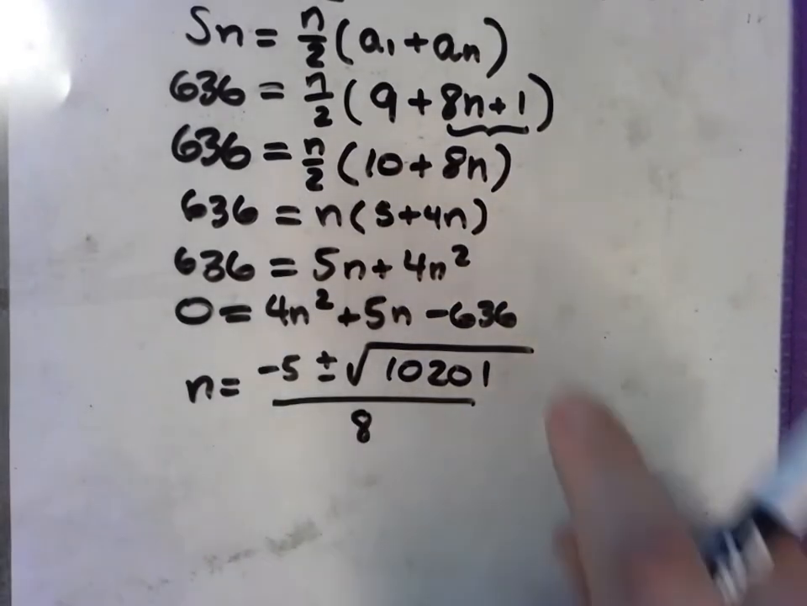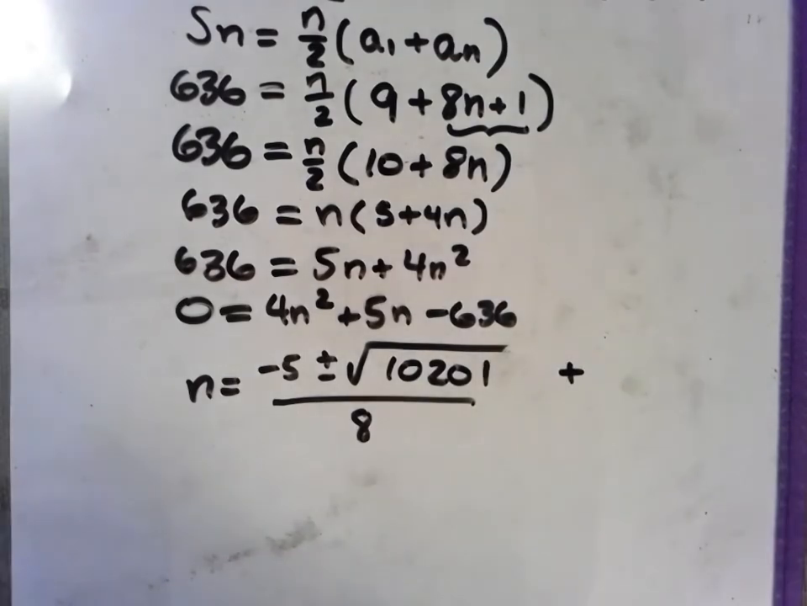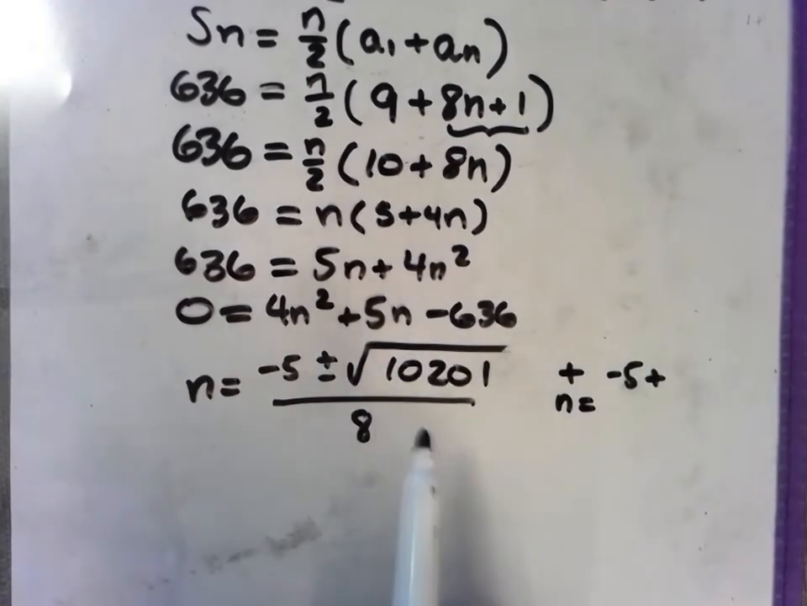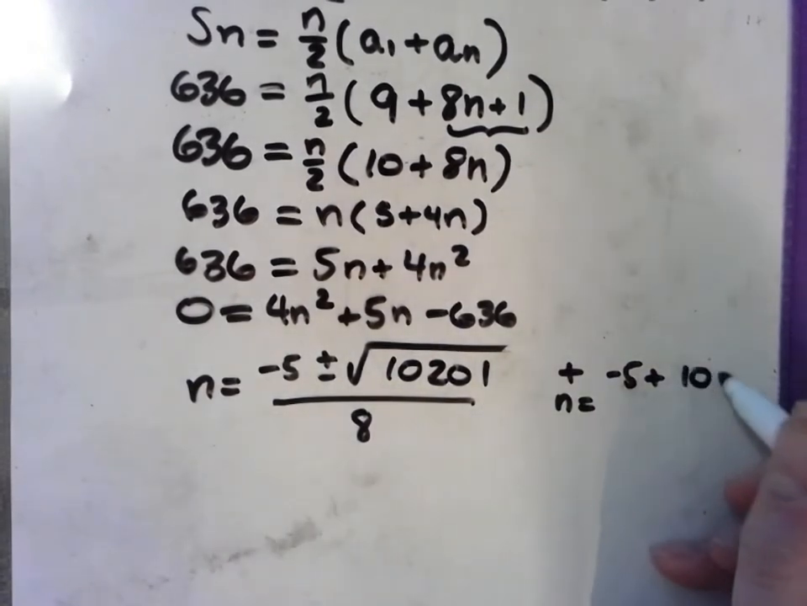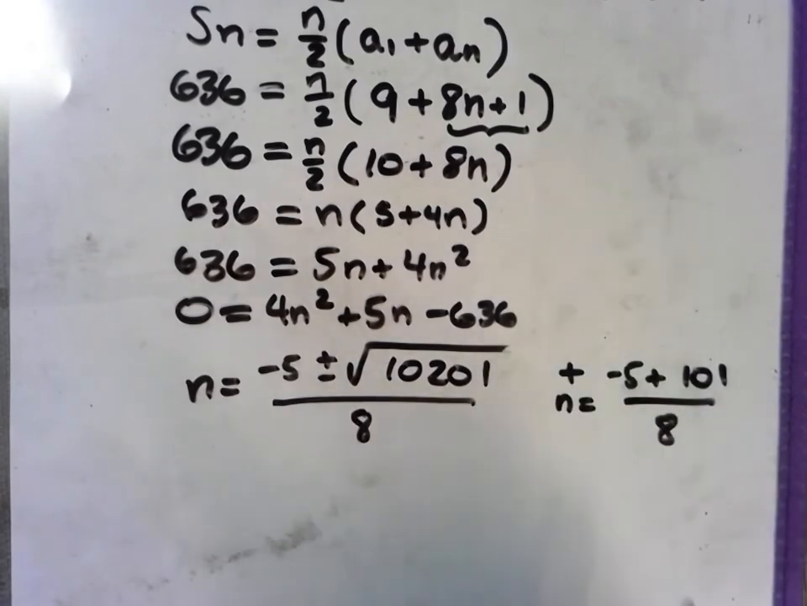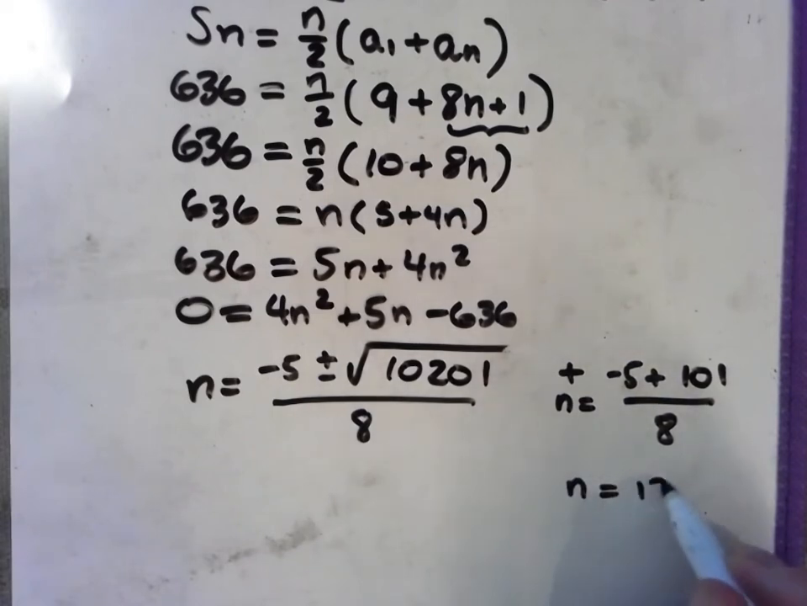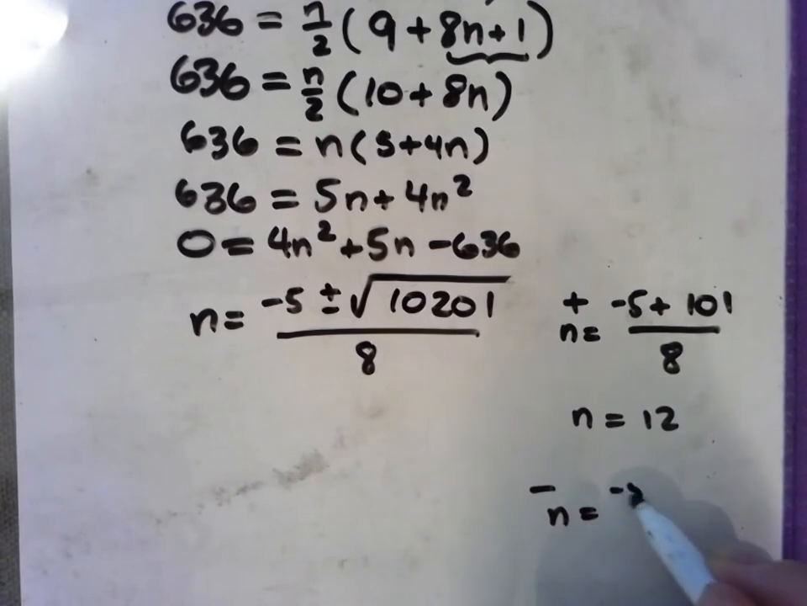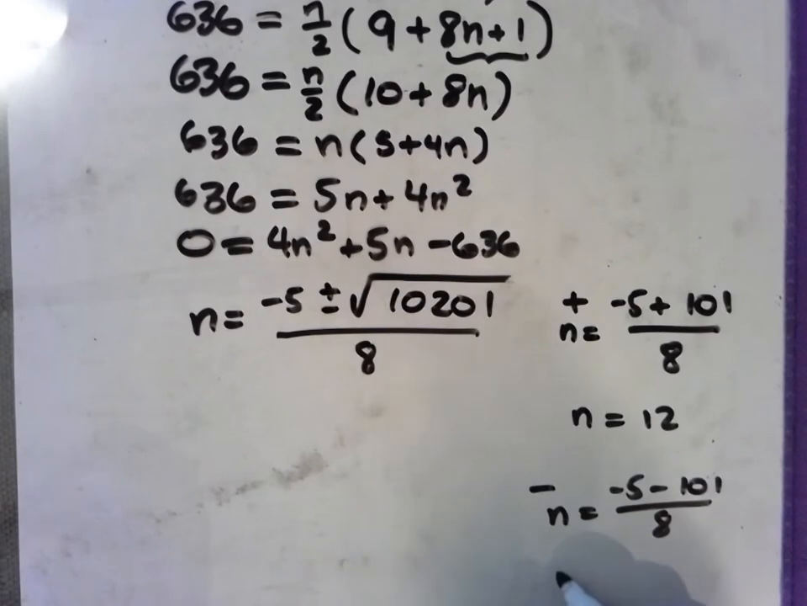Let's evaluate this formula twice. First, let's use a plus. n equals negative 5 plus the square root of 10201, which is 101, divided by 8. Add the numerator together first and then divide by 8. You get n equals 12. Next, let's evaluate this for the minus. The minus value would be negative 5 minus 101, negative 106, divided by 8. Negative 106 divided by 8 is negative 53 divided by 4.